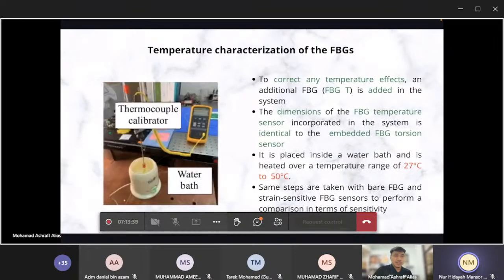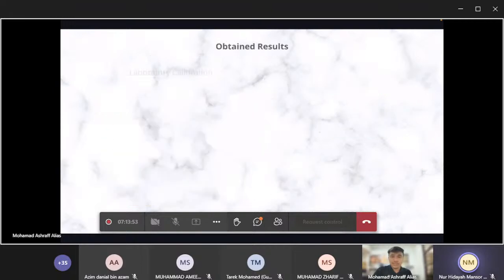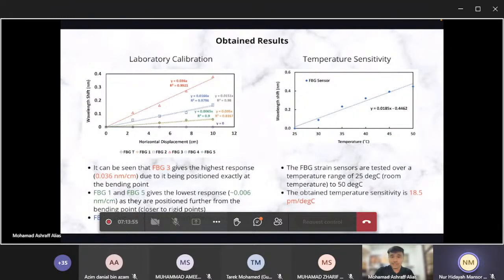Okay, and then I also performed temperature characterization of the FBGs. This is to correct any temperature effects happening inside the system. It is placed inside a water bath and heated over a temperature range of 27 to 50 degrees Celsius. So this is the laboratory calibration result that I have obtained.